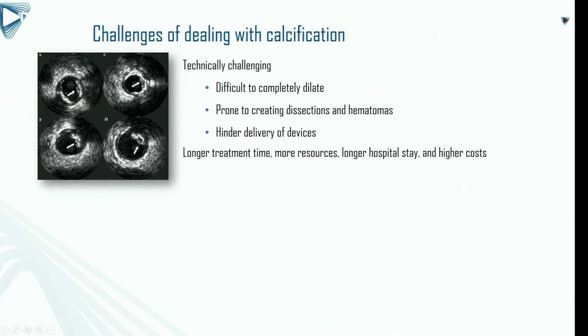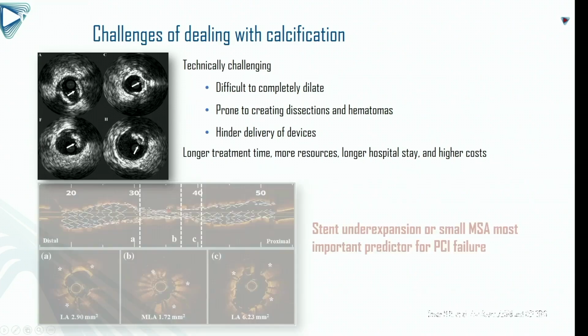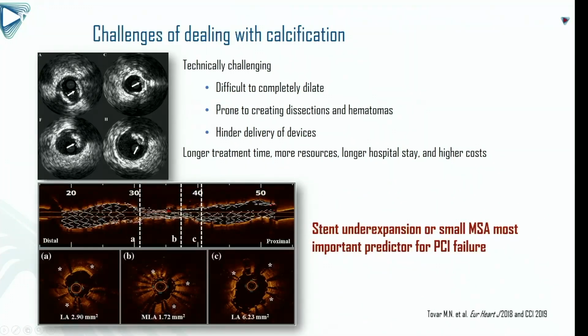The reason calcium is challenging is that it often results in difficulties in completely dilating lesions. Calcium predisposes the procedure to dissections and hematomas, and it may hinder the delivery of devices, which usually results in longer treatment times, more resources, a longer hospital stay, and higher costs. And very importantly, it might result in cases like this with severe stent underexpansion.